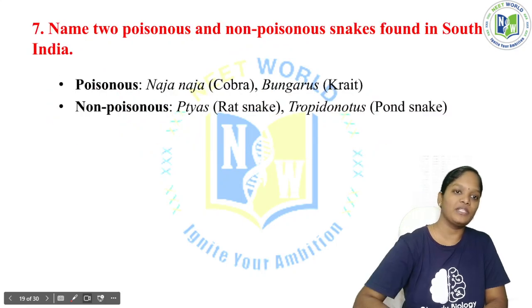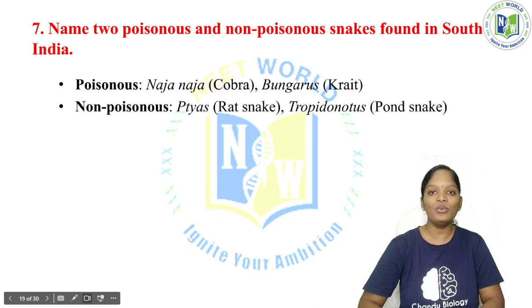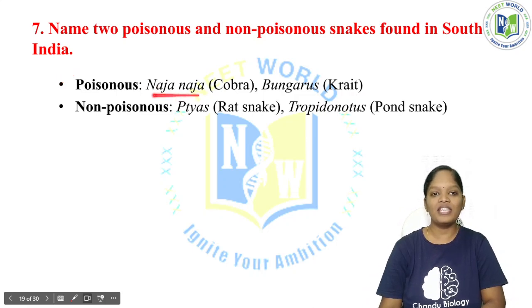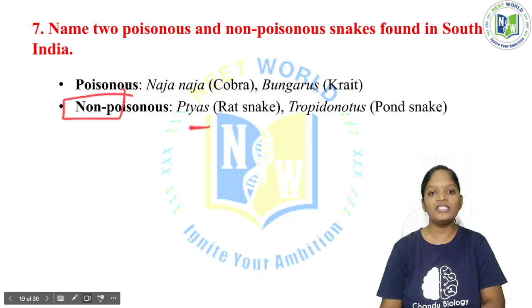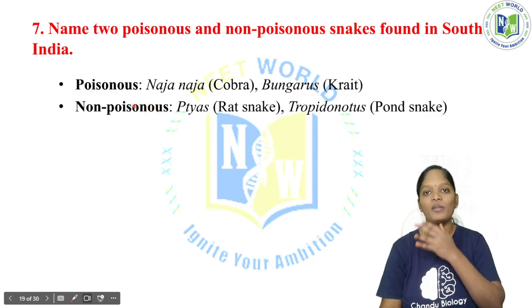So the next question. Name two poisonous and non-poisonous snakes found in South India. See, poisonous, as it is very famous, Naja, cobra. Cobra is considered very poisonous, and Bungarus, that is a krait. Krait is considered poisonous. Non-poisonous, Ptyas, that is a rat snake, and Tropidonotus, the pond snake. So all these snakes were non-poisonous in nature. They can bite, but it is not a poisonous snake, right?